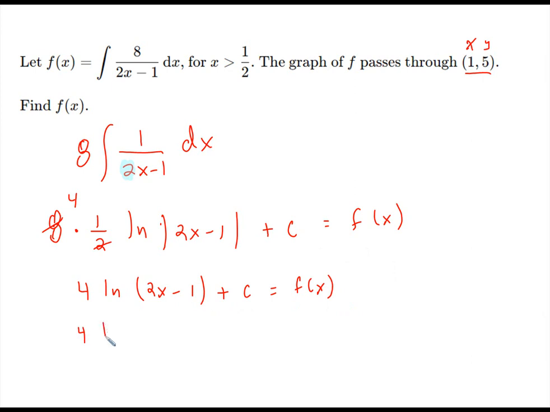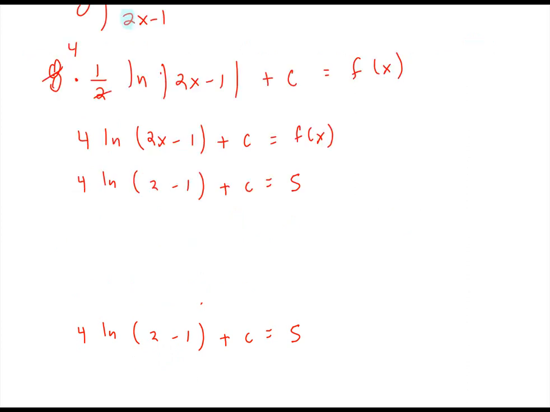So we have 4 natural log 2x minus 1, plus c is equal to f of x, which is 5, and our x, we can substitute that with 1. So 2 times 1 is 2, right? So we're going to end up with 2 minus 1 is 1. So 4 times natural log 1.